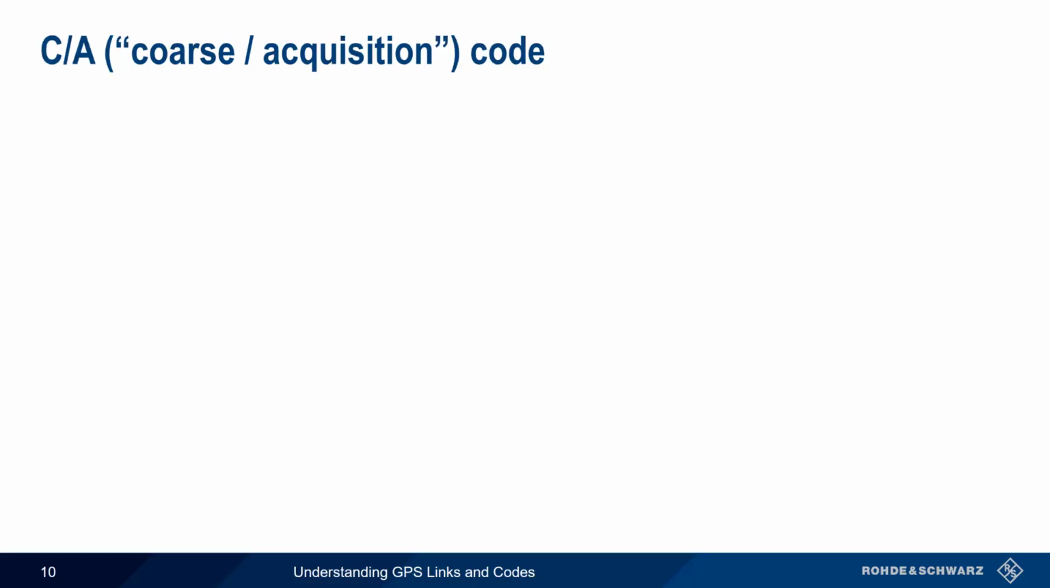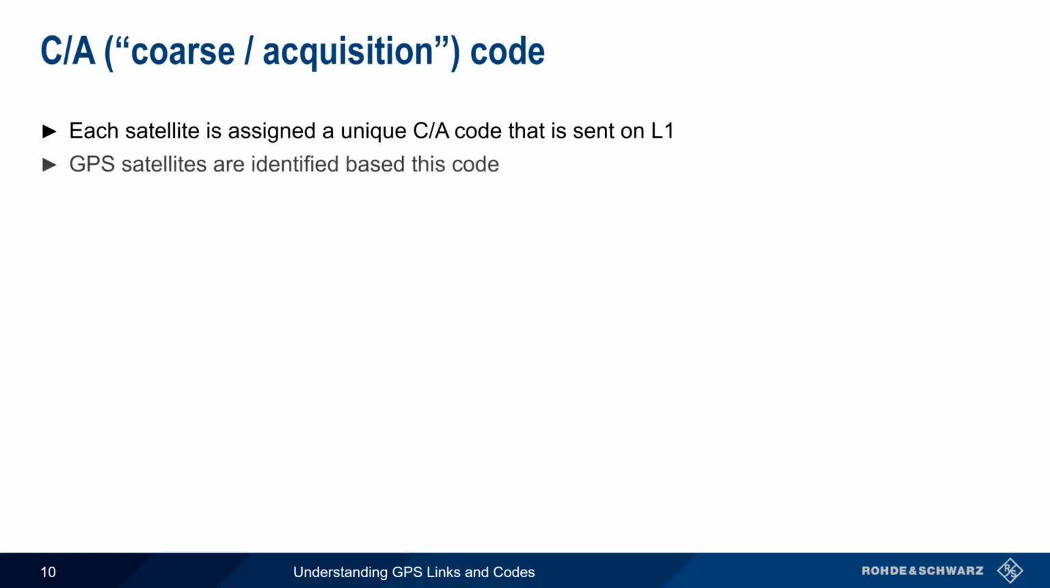The most fundamental of the GPS codes is the CA, or Coarse Acquisition code. This is the code used by almost all consumer GPS devices. As we mentioned earlier, each GPS satellite transmits a unique CA code, which unambiguously identifies each space vehicle and is therefore used to distinguish or differentiate between satellites.